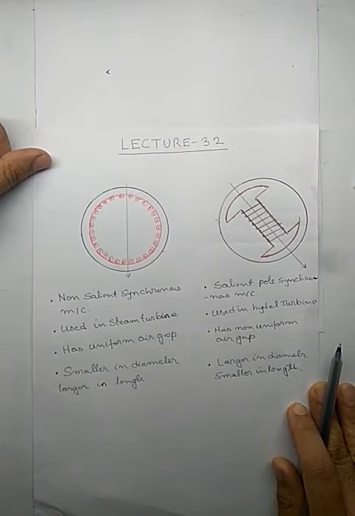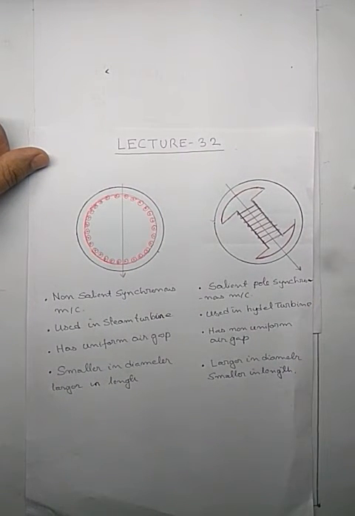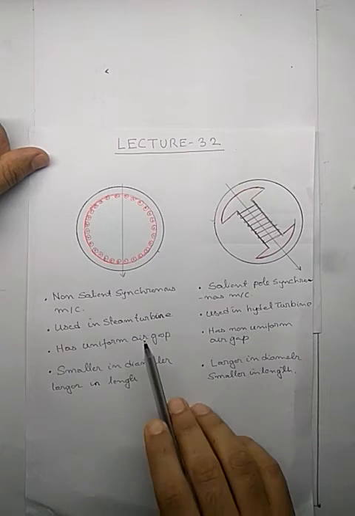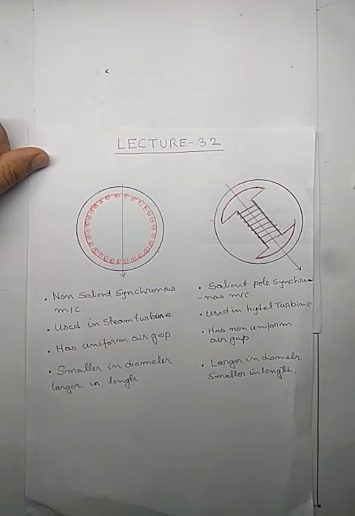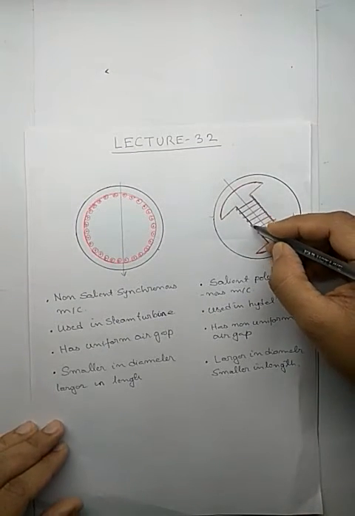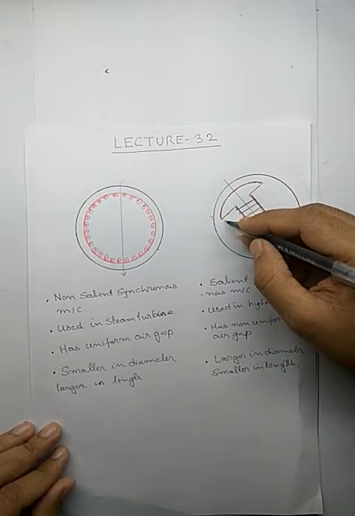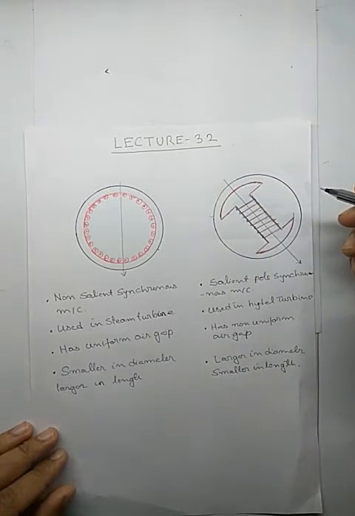On the contrary, a salient pole synchronous machine is used in a hydel turbine. Here it is used in a steam turbine, here it is used in a hydel turbine. By the nature of the turbine, a hydel turbine is slow moving, so you require a large number of poles on the rotor. So what we do is make some projections. Say this is my rotor, this is the shaft, and on the shaft I make some projections like this, and on top of the projection I put the poles.